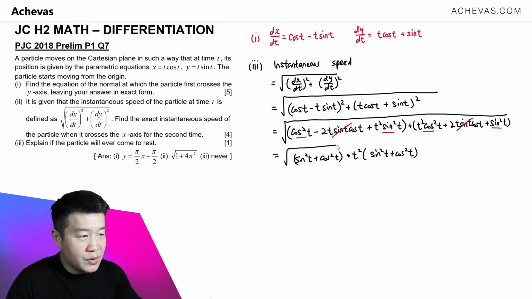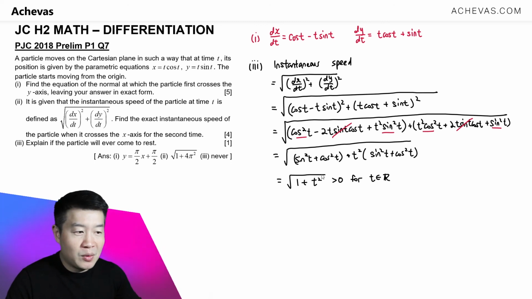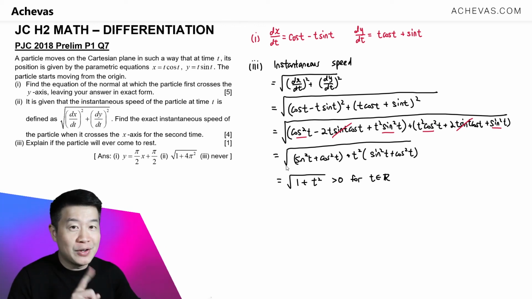And we will square root this. And we are going to be left with an interesting expression that will actually help us to make this decision. This is 1 plus this is 1 times t squared. So we have an expression that is bigger than 0 for all real t, t belonging to all possible real numbers. In fact, t must be bigger than 0, right? But anyway, this is going to be bigger than 0 for all real t. So it is impossible for the instantaneous speed to be equal to 0. And that is why the particle will never come to rest.